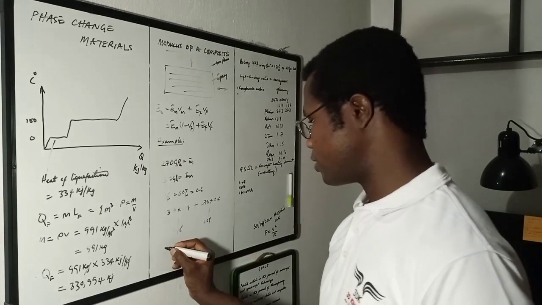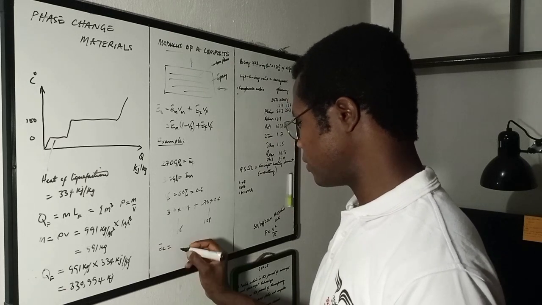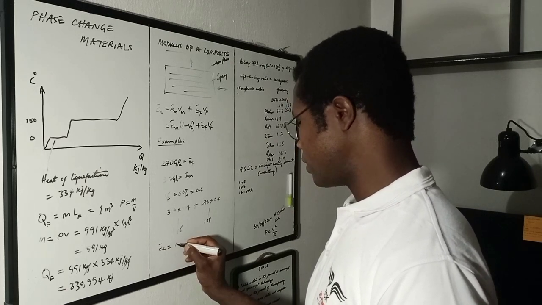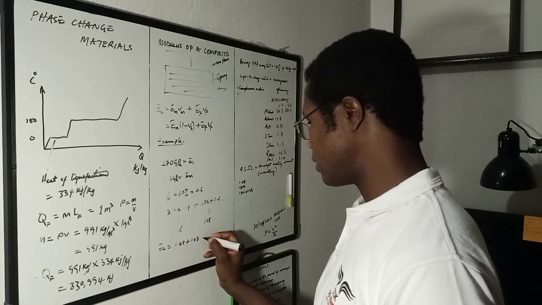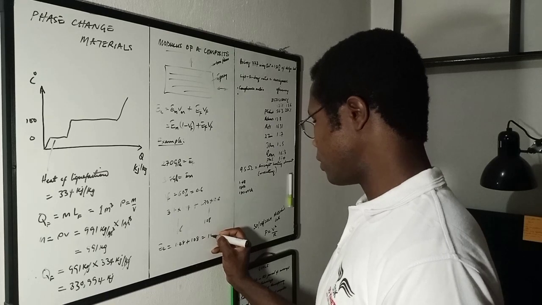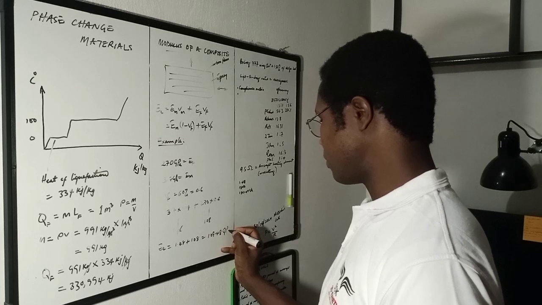So the modulus E composite is equal to 1.48 plus 108, which is 109.48 gigapascals.